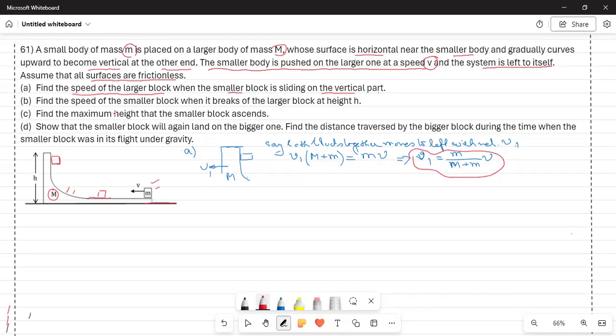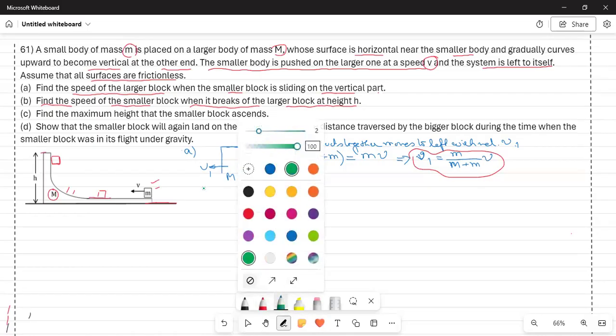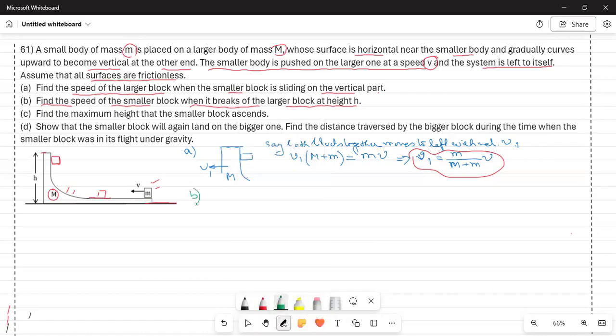What is the speed of the larger block when the smaller block is riding on its vertical part? But mind it, this is not only the speed of the larger block, this is also the speed of the smaller block together. Second question: find the speed of the smaller block when it breaks off the larger block at height h. This is the height h. So let us go to part B.